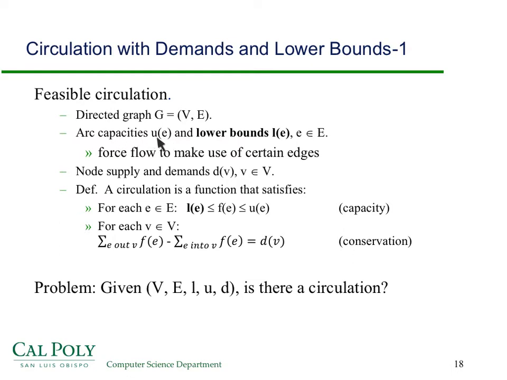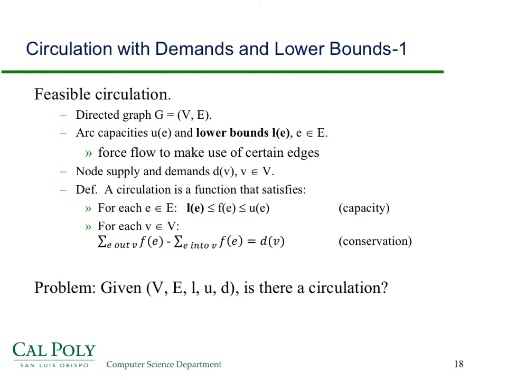So the arc capacities are the same as they always have been, but now we add on each arc a lower bound, LV. And thus, this forces flow to make use of certain edges. That means if an edge has a lower bound on it, that's the minimum amount of flow that has to flow along that edge.